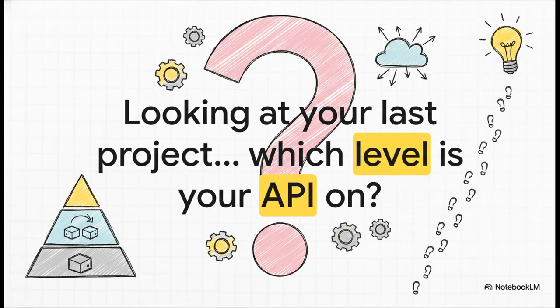And that brings us to a final thought for you to take away. Think about the last API you built, or even just one you've worked with recently. Using this model, how would you grade it? Is it a Level 1, a solid Level 2, or does it actually achieve that Level 3 ideal? It's a fantastic way to apply these concepts and really solidify your understanding.